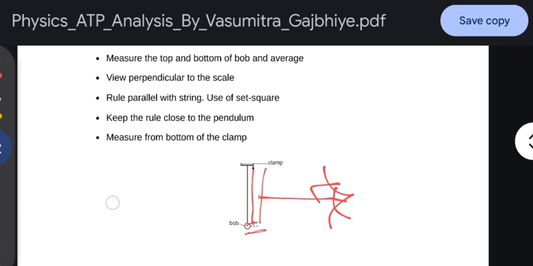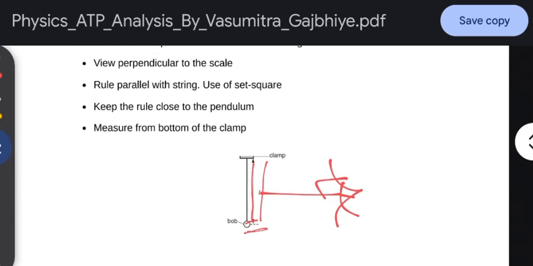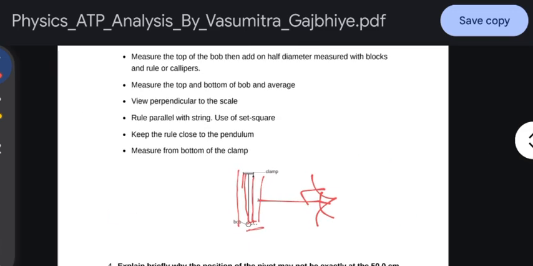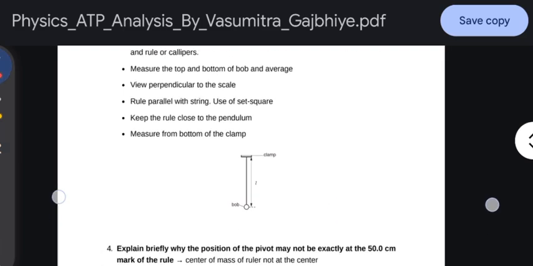Then keep the rule close to the pendulum. Of course it should be close to the pendulum. Measure from the bottom of the clamp. Don't start from the top, it should be from the bottom of the clamp. All right, so that's what they're trying to tell us here.